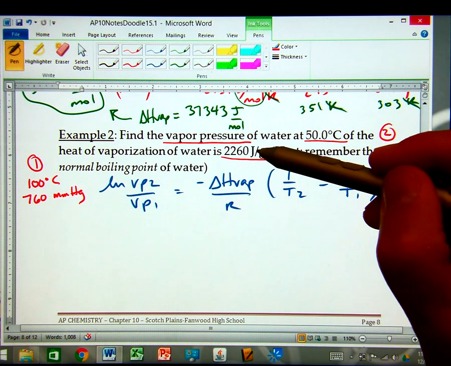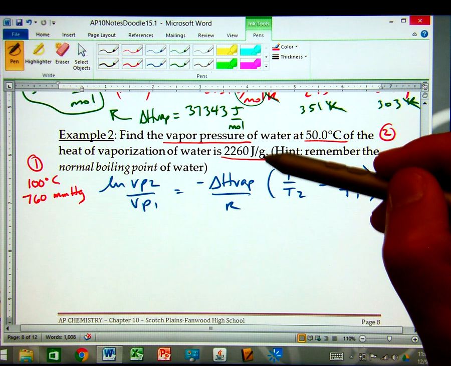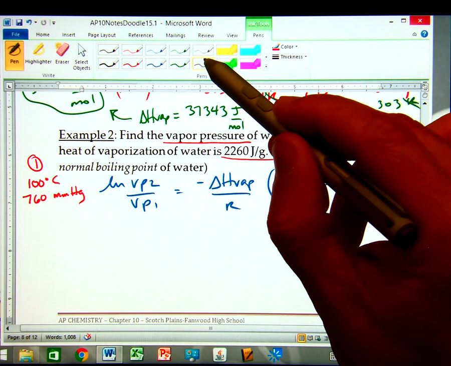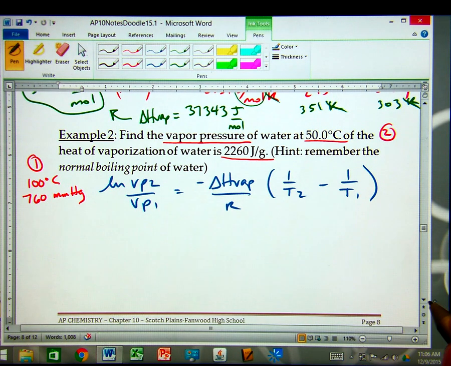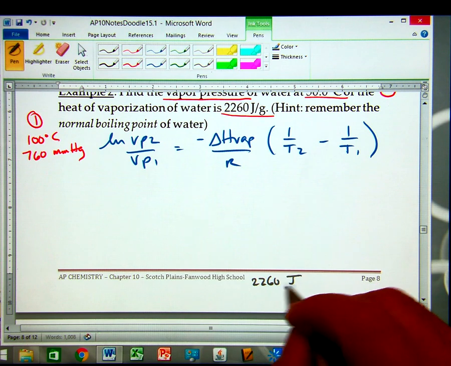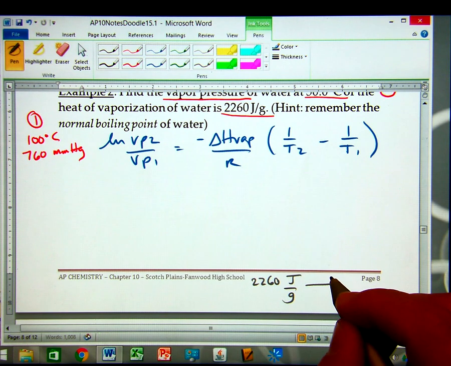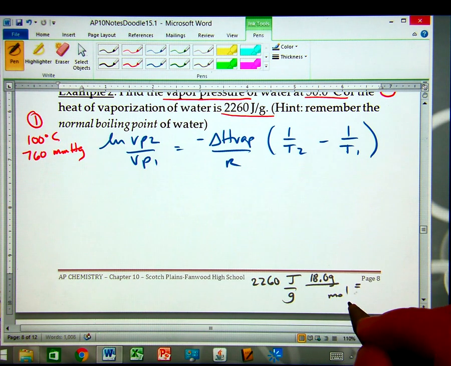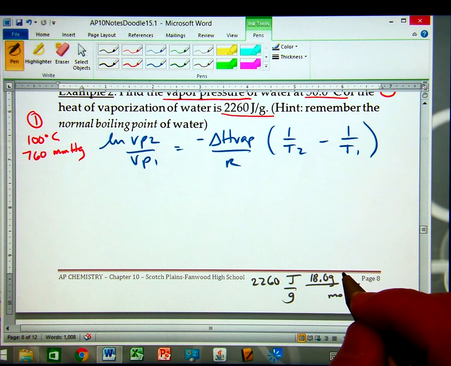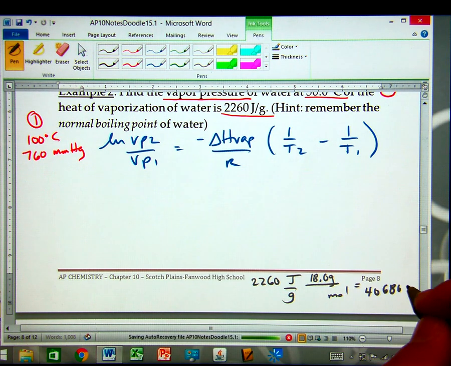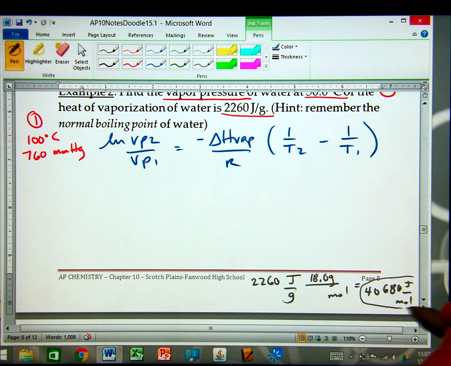Another big trick is look at the units they gave you here, joules per gram. But remember, the heat of vaporization has to be in joules per mole. So we're going to do a little side calculation over here. 2260 joules per gram. But we're going to get it into moles, so I've got to get rid of grams and go to moles. We're talking about water, so that weighs 18 grams per mole. So when you do that math, you're going to get 40,680 joules per mole. So this is the HVAP of water.